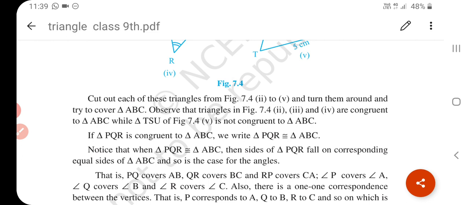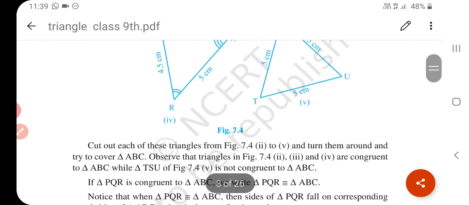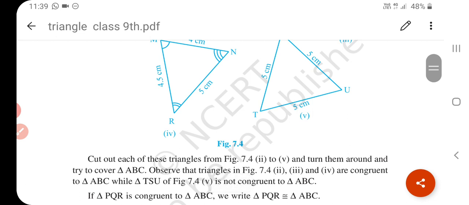Okay, understand? Congruent triangles. Now if we talk about congruent triangles, then congruent triangles are equal in all respects, that is, they are the exact duplicate of each other. If two triangles are congruent, then any one can be superposed on the other to cover it exactly. Okay, understand? In congruent triangles, the sides and the angles which coincide by superposition are called corresponding sides and corresponding angles.